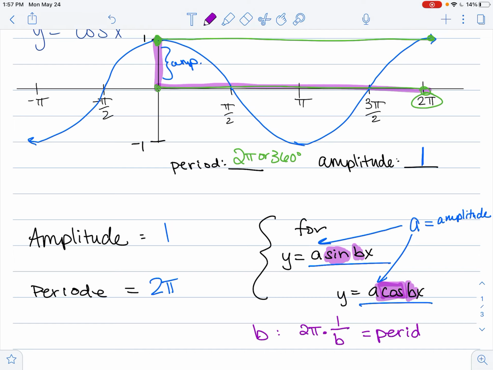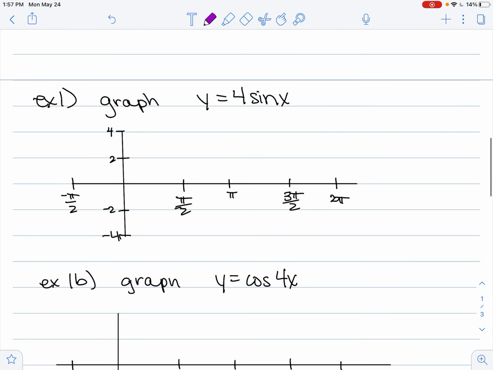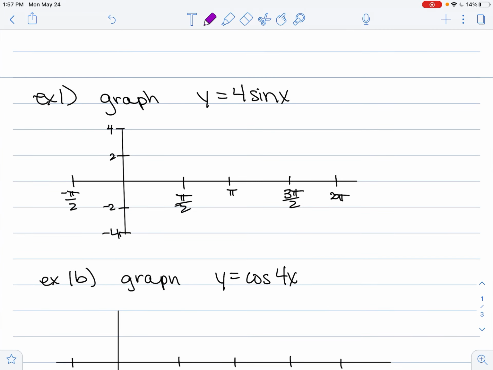So the period is a little bit more tricky because it doesn't tell you directly what it is, but we have to multiply 2 pi times 1 over whatever that number b is to find the period for it. Okay? So for example, if I want to graph 4 times the sine of x, remember we're plugging this into a sine bx. So I see that 4 is a, and that there's technically nothing in front of the x. There's a 1 here, so b is 1.